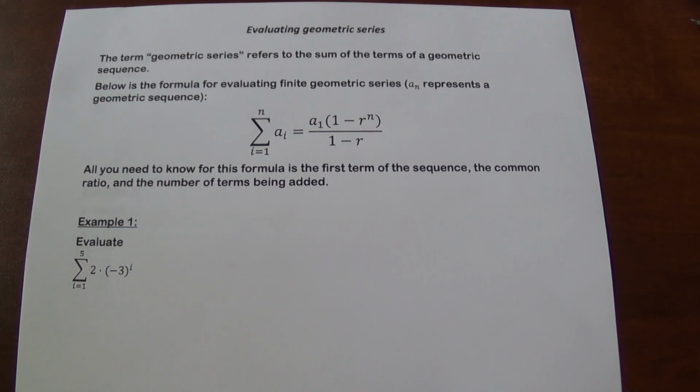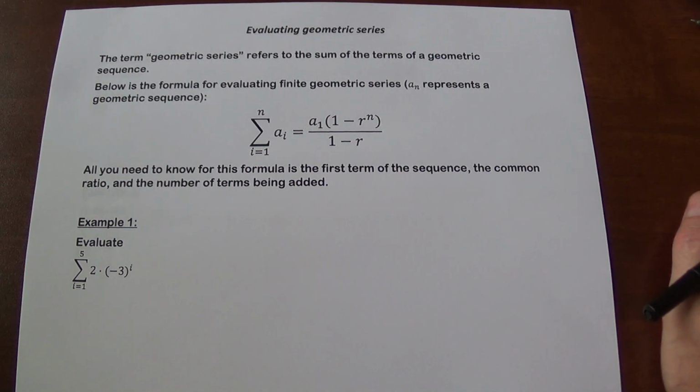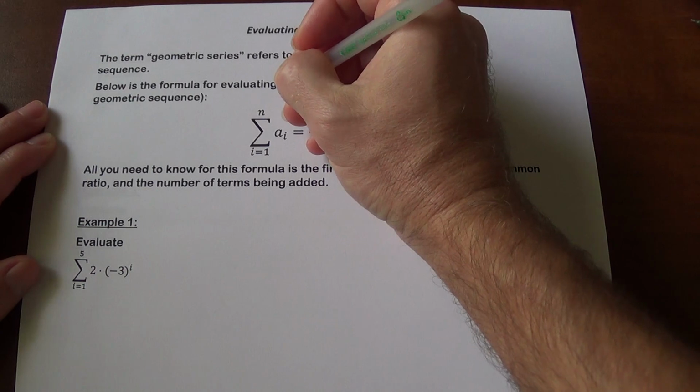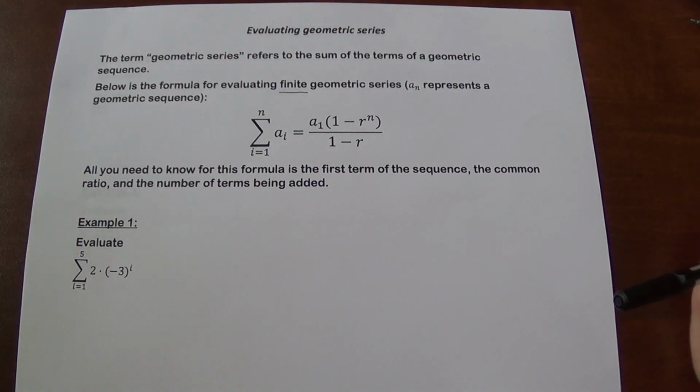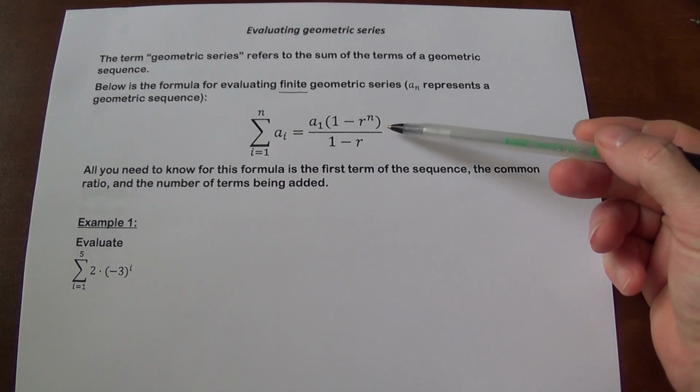Hi, today we're going to talk about evaluating geometric series. The term geometric series refers to adding the terms of a geometric sequence. So below you see the formula for evaluating finite geometric series. I want to emphasize that because there is another formula that you are going to learn later. The formula is right here.